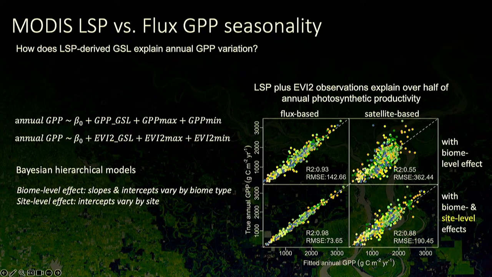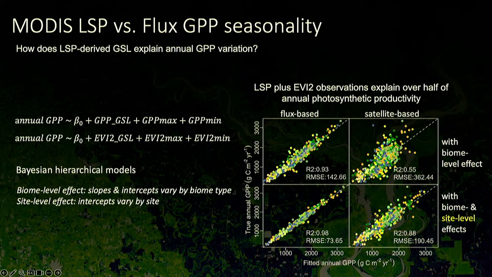So the second column is our satellite-based performance. You can tell, adding biome level effect, over 50% of the variance can be explained. So that's reasonable, I would say. And biome types are not that hard to find. The critical point here is the site level effect. If you add site level effect, the accuracy will increase a lot. But the site level effect requires you to observe the background GPP information for that site. You cannot do it everywhere.